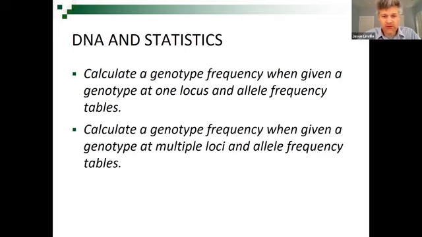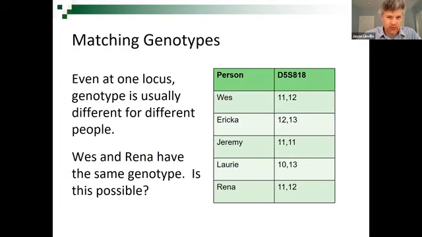And we'll learn what that is, okay? Or you can calculate a genotype frequency when given a genotype at multiple loci. So in other words, it's not just how many people have a 13, 14 at D5S818, it can be how many people have a 13, 14 at D5 and a 9, 10 at TPOX and a 14, 15 at THO1. So you can be given multiple loci. And of course, in a forensic science lab, there's 13 pairs of numbers. And so we're going to learn how to calculate the overall profile when it's at more than one locus, okay?